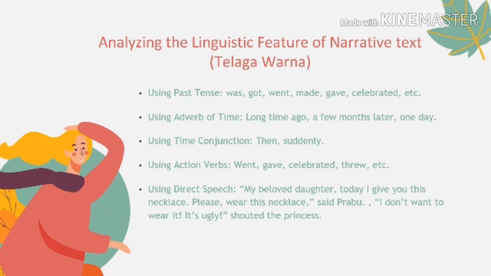After having a look at the example of narrative text, now let's try to analyze the linguistic features of the legend of Telaga Warna. First, it is using past tense verbs. Here we got was, got, went, made, gave, celebrated, and many more.